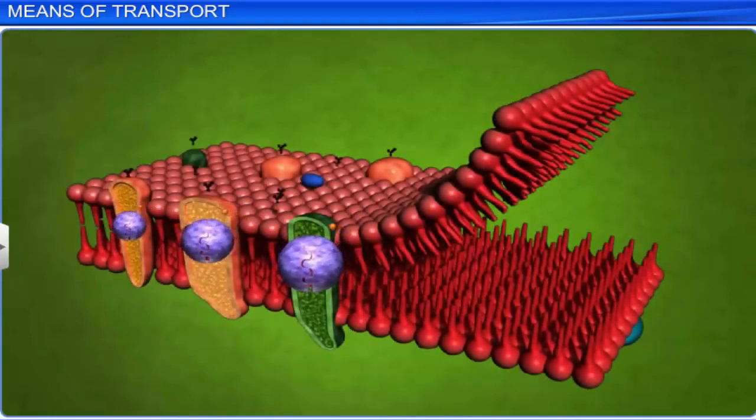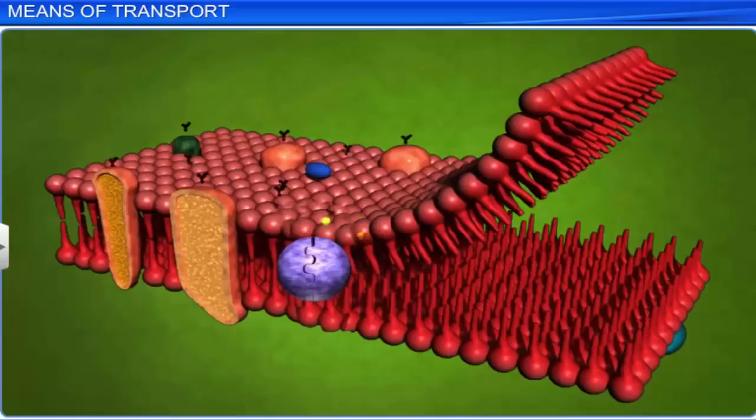Proteins are responsible for creating channels in the membrane, which allows molecules to pass through them. Some of these channels are large enough to allow a variety of molecules to cross over. Some of these channels are always open, while others are controlled.